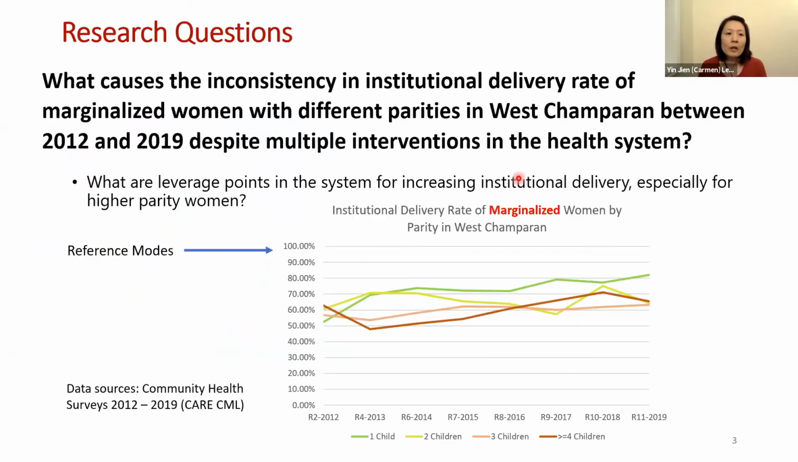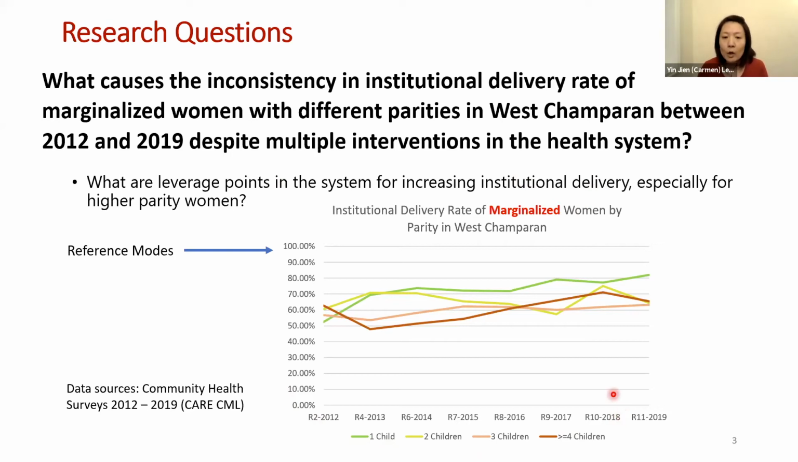One of our main research questions is to understand the causes of the inconsistency in institutional delivery rate of marginalized women with different parities in West Champaran between 2012 and 2019, despite multiple interventions in the health systems. And one of the sub-questions is, what are the leverage points in the system for increasing institutional delivery, especially for higher parity women?